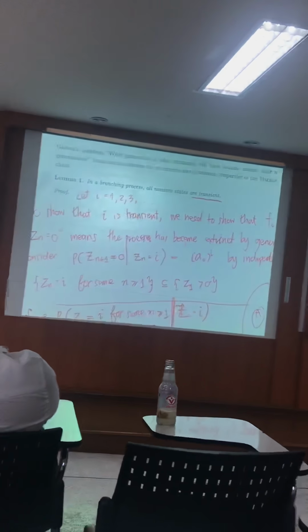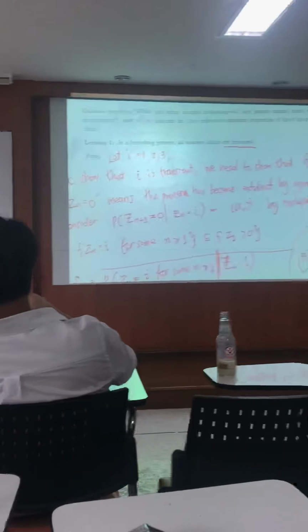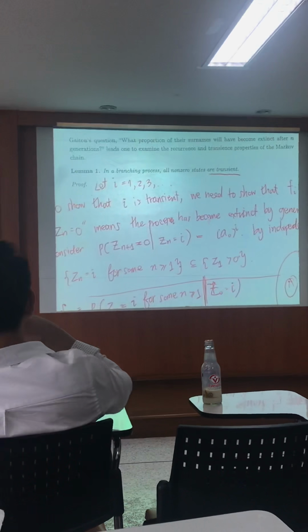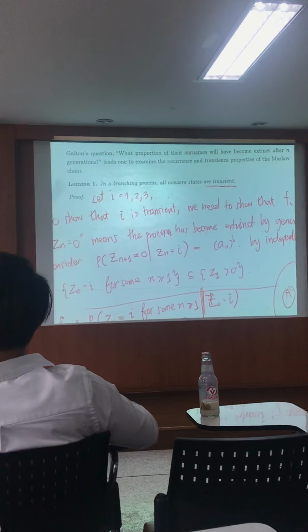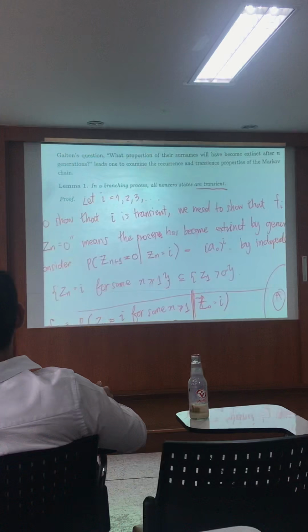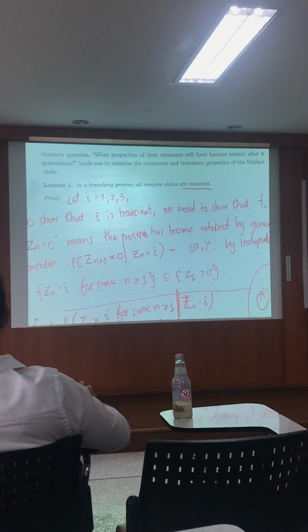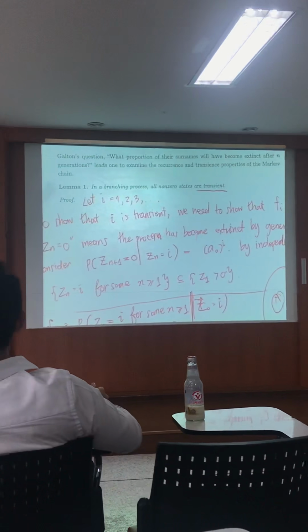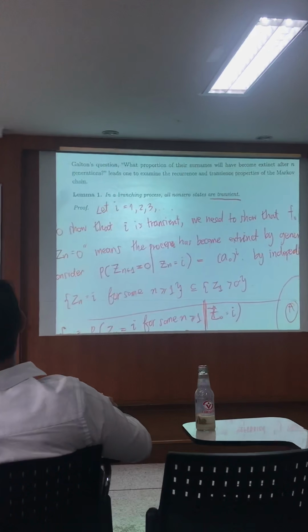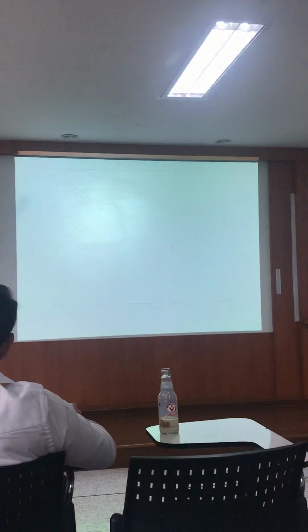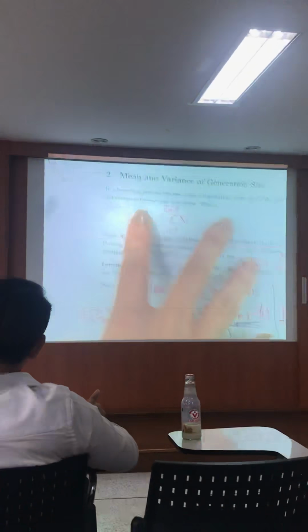And lemma 1, we proved that in a branching process, Zn, all non-zero states are transient. We haven't said anything about state 0. It can be transient or recurrent, right? What else? And then, yes.